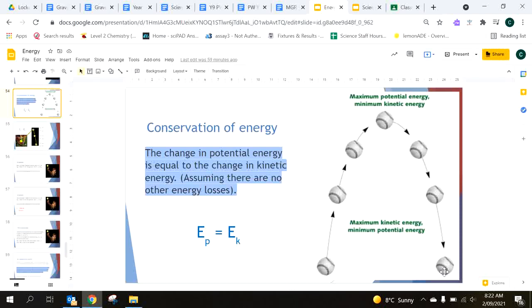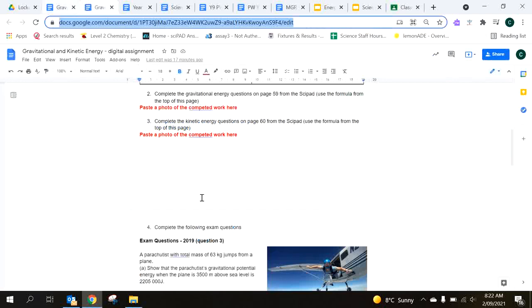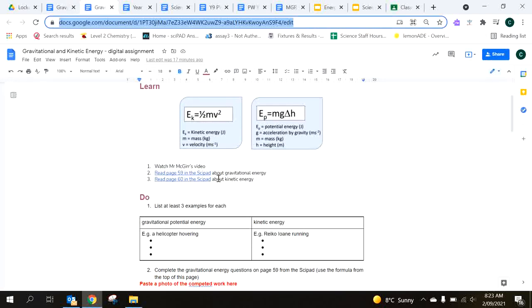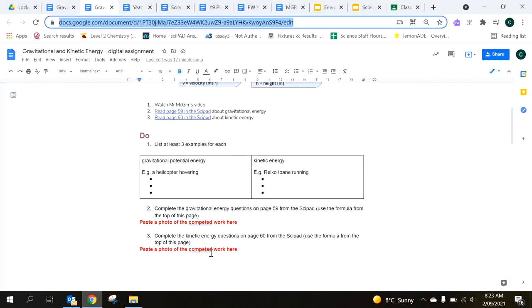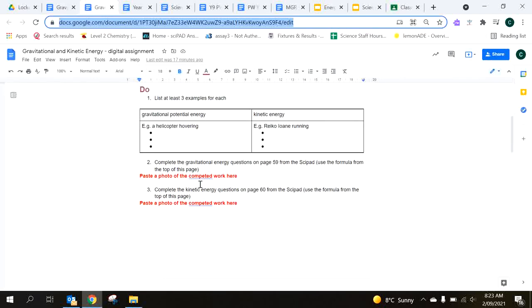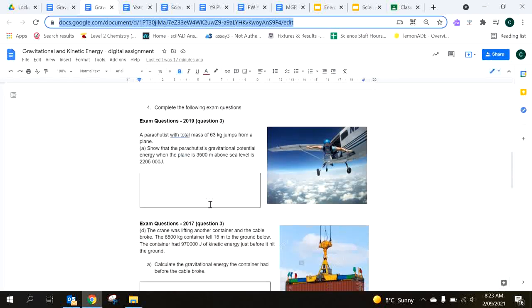Okay, so on the assignment, there is the formula at the top, some pages for you to read in SciPad, that's very brief, and then some pages in the SciPad to answer, that's just to practice those little calculations, and then there are 2 exam questions.